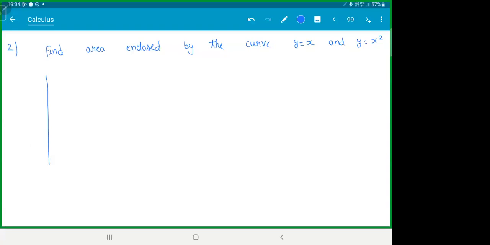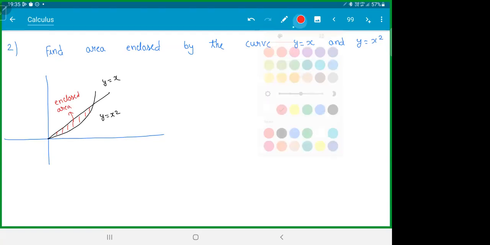I'll just show the diagram for you. Y is equal to x is this line. Y is equal to x is a straight line passing through origin. Y is equal to x square is a parabola. I'm asking you to find the area enclosed between them. This area I'm asking. We want this area. How will you find that?